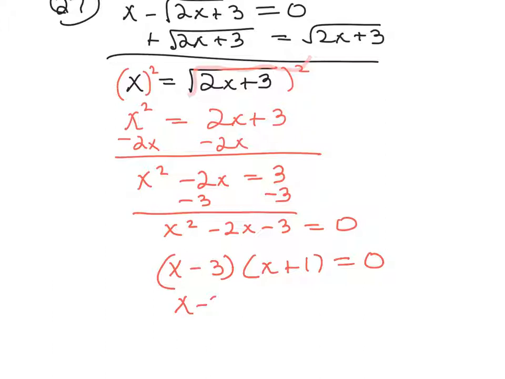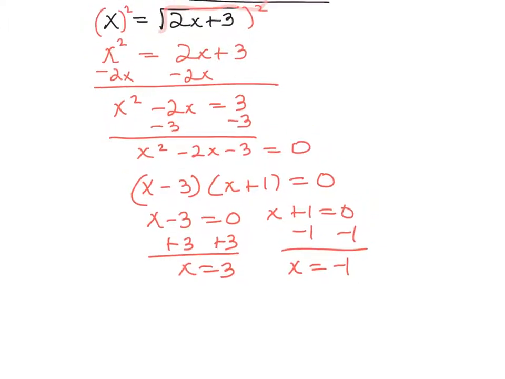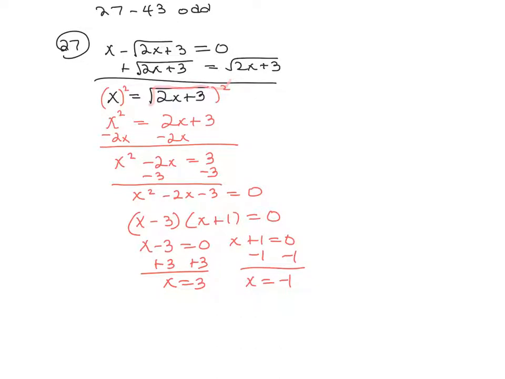I'll now set each factor equal to 0. I now need to solve for x. This one I'll add 3. This one I'll subtract 1. Now my two possible solutions are x equals 3 and x equals negative 1. Remember, on the square root questions, you must do the check. So I'll now check the answers. I'm going to plug each one in.